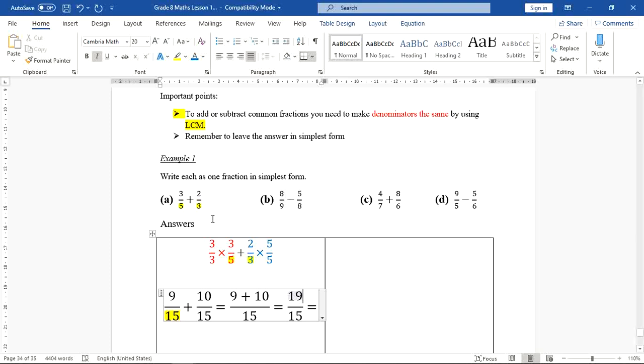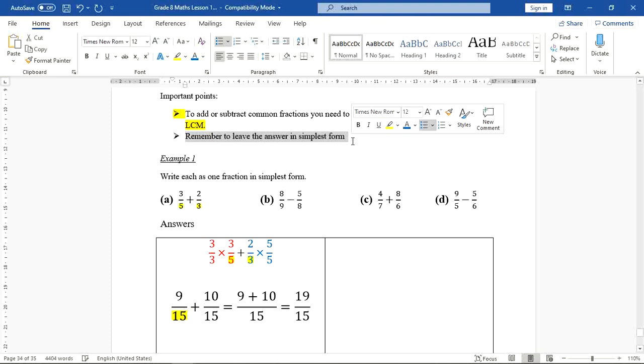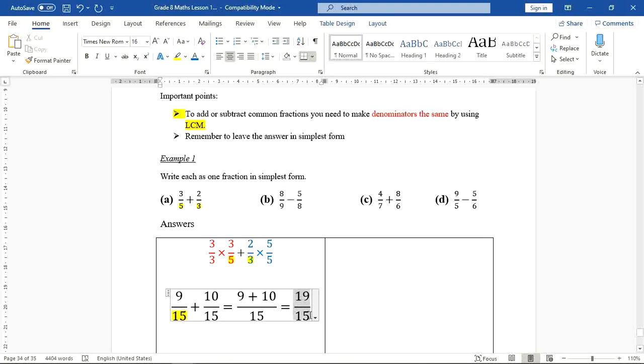So 3 out of 5 plus 2 out of 3 is the same thing as 19 over 15. Now, remember this step, we should write our last answer in simplest form, but from a look of things, there's no highest common factor of 19 and 15. So this is the simplest form.